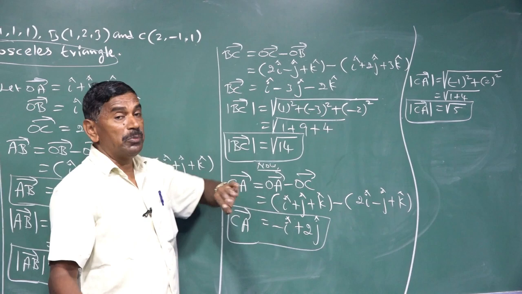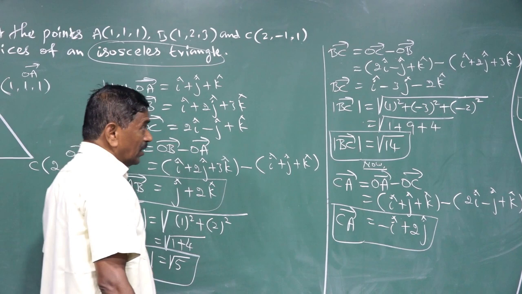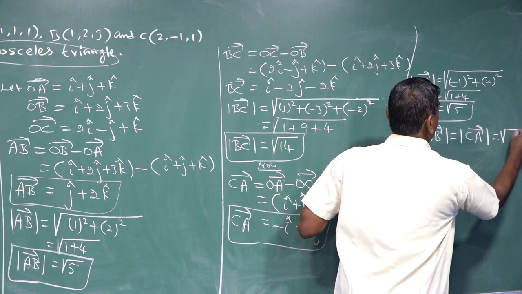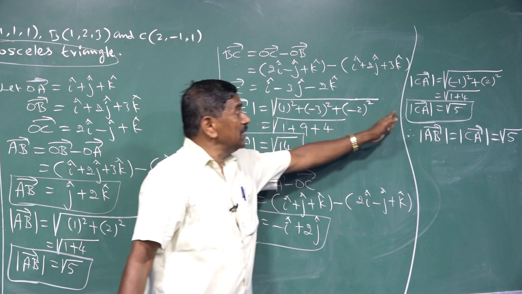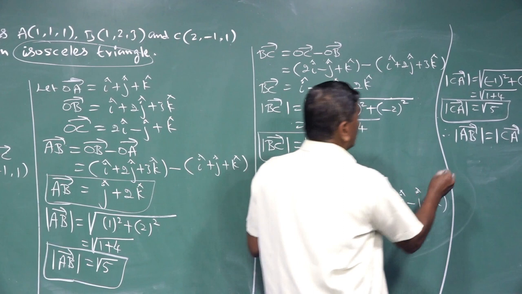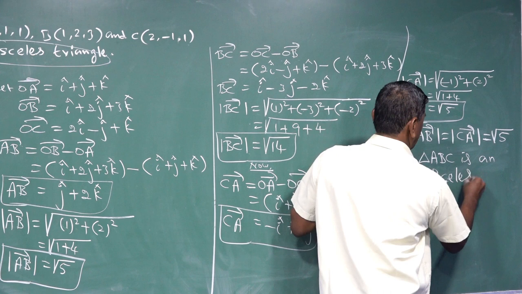Now, what can you say about these three answers? Root 5, root 5. These two answers are equal. Modulus AB vector is equal to modulus CA vector, which is equal to root 5. Here, this denotes two sides are equal. Therefore, triangle ABC is an isosceles triangle. Okay, that's the answer.